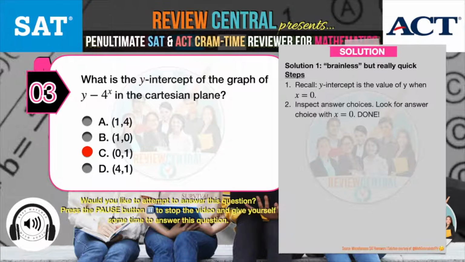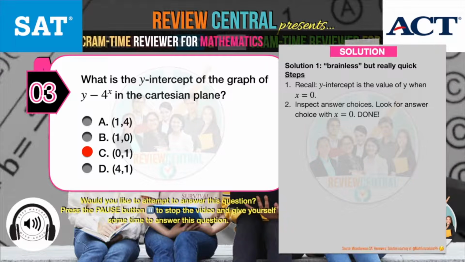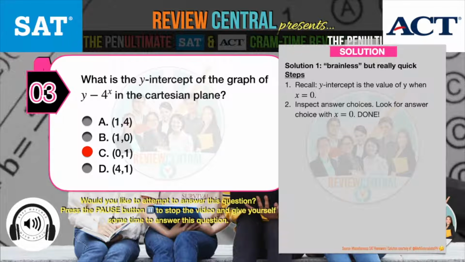A real giveaway, right? So even without giving any attention to the complicated-looking equation, those who got scared and immediately skipped this question could have easily answered it correctly just by inspecting the answer choices. Nevertheless, let's demystify the seemingly scary equation if only to prove that its y-intercept is indeed the point (0, 1).